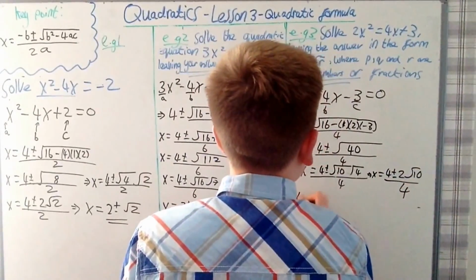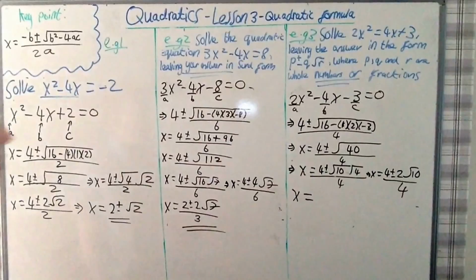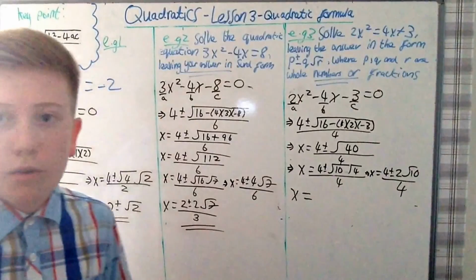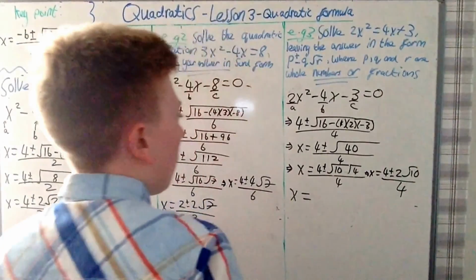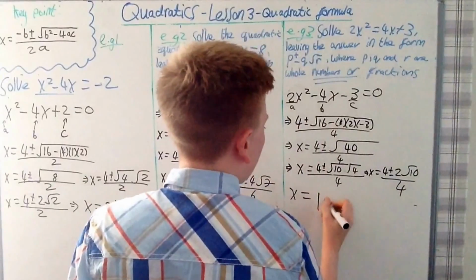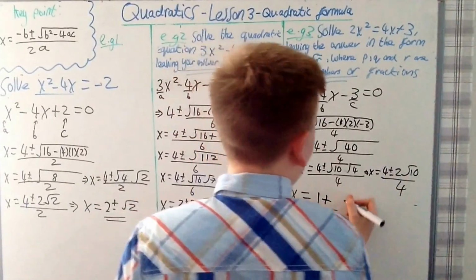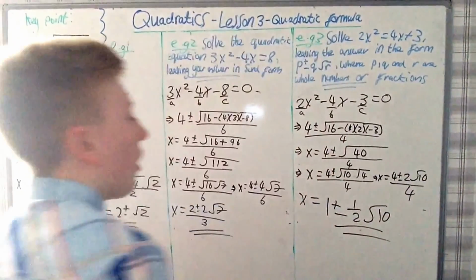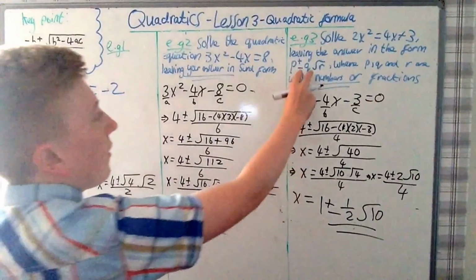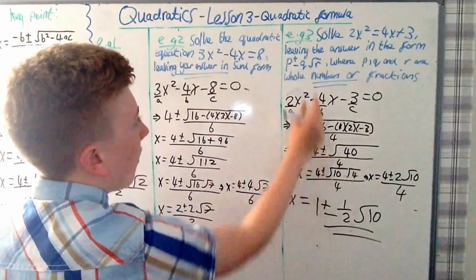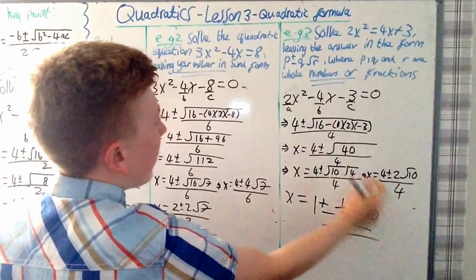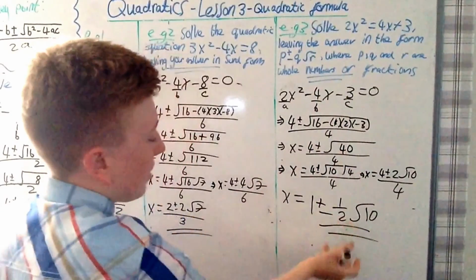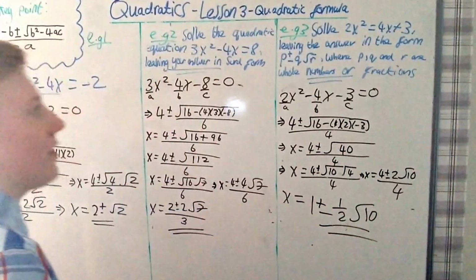And now the last stage, once again, is to now simplify this to get it in the form that the question asks. And that's p plus and minus q root r, okay? So 4 divided by 4 gives us 1, plus and minus 2 divided by 4, that's a half, multiplied by root 10. So, just to check that's correct, we look back at the question. P is 1 plus and minus q, which is a half root 10. Now, it does say that it's going to be whole numbers or fractions, which gives us a clue we're going to have a fraction here. So this looks to be the correct format of the answer.